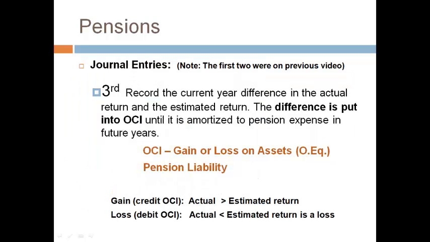The current year difference in the estimated return on assets and the actual return on assets is added to OCI, an owner's equity account. Actual returns greater than estimated returns is a gain. Gains increase OCI and reduce the pension liability. Actual returns less than estimated returns is a loss. Losses decrease OCI and increase pension liability.